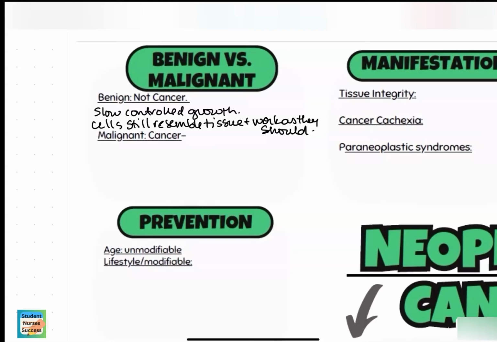Now, malignant means that the cells have become cancer and they have escaped apoptosis. Remember, when cells mutate or change, your body should apoptose them, meaning that it should kill them off and get rid of them. But malignant cancer cells have escaped apoptosis. And so now these cells are out of control.